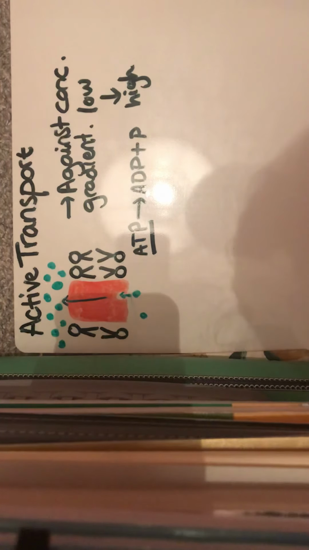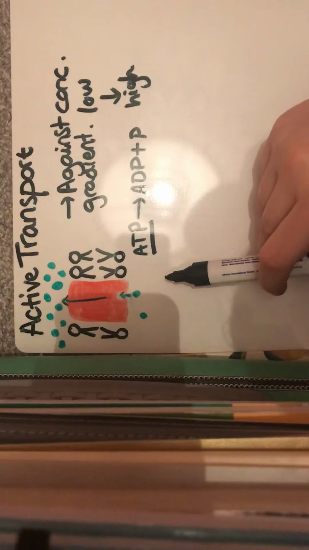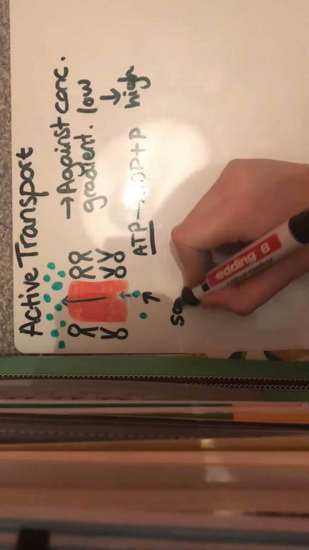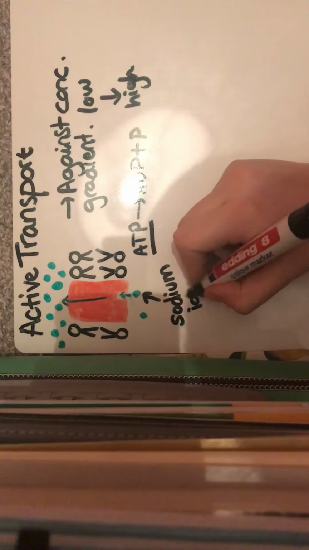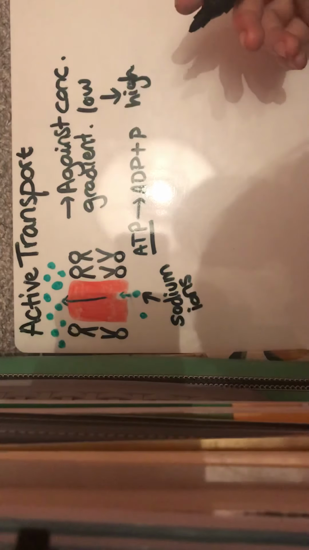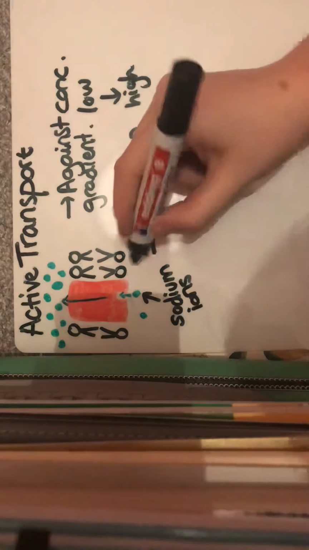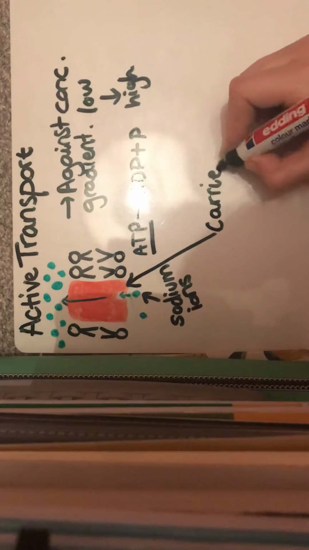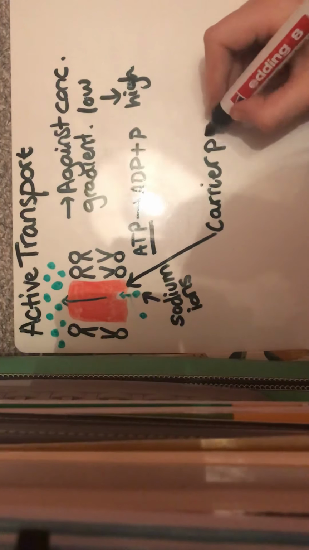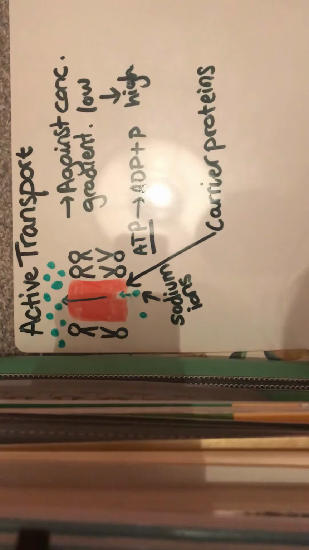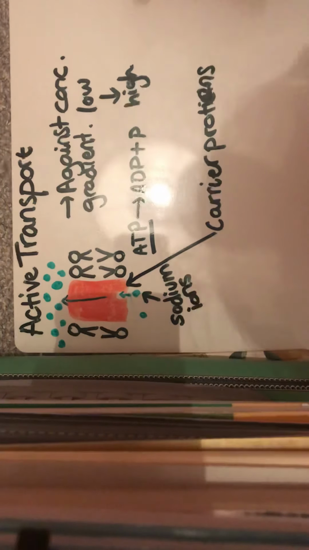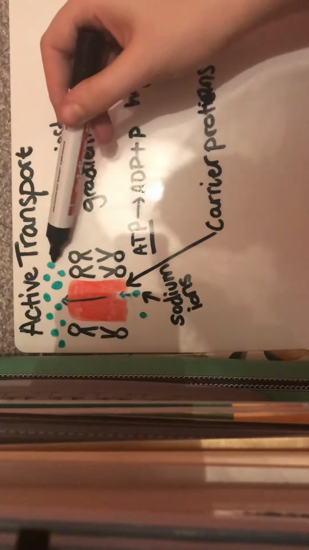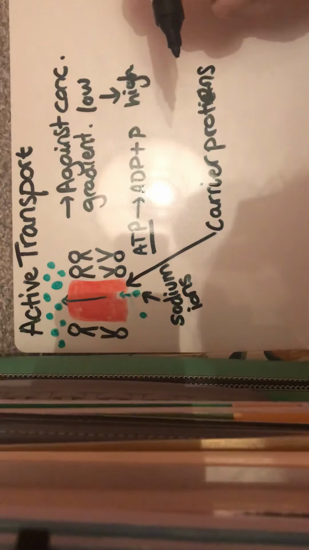So we can see here a diagram. These are sodium ions. This is just one example of active processes. So what this is here, this is a carrier protein, because active transport usually uses carrier proteins. And so we've got a higher concentration of sodium ions on this side of the membrane and a lower here, so it's going to need ATP to move it against the concentration gradient.